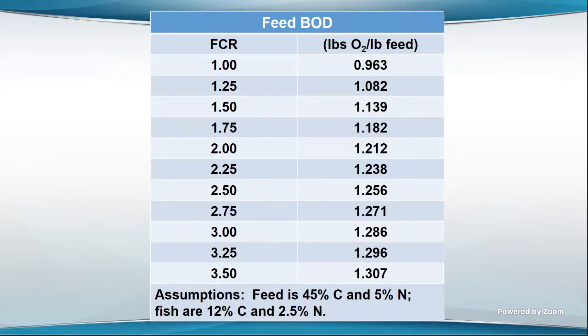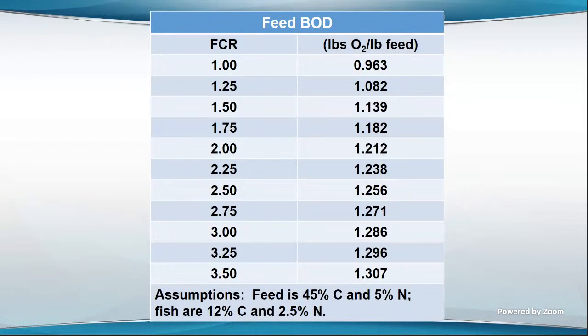And there are some values for what would be the BOD of feed. The assumption in this particular calculation is that the feed is about 45% carbon and 5% nitrogen, and the live fish are about 12% carbon and 2.5% nitrogen. Now, the values would be slightly different if we had other concentrations of carbon and nitrogen in the feed or the fish or the shrimp. But that's roughly what you would get.